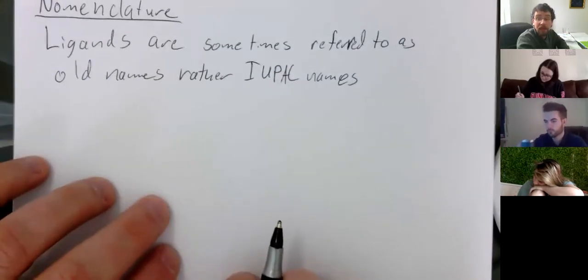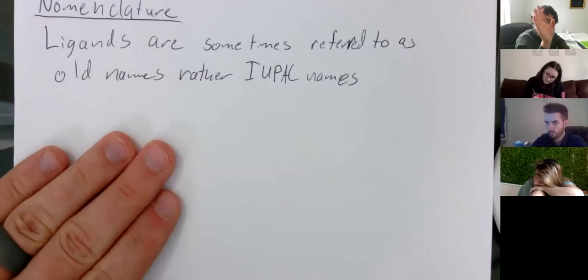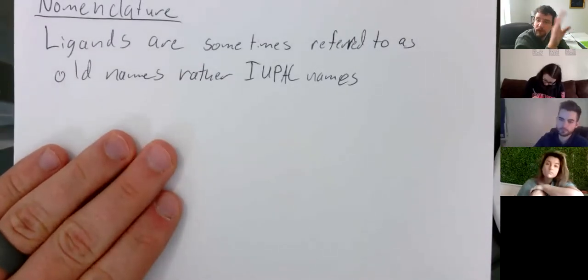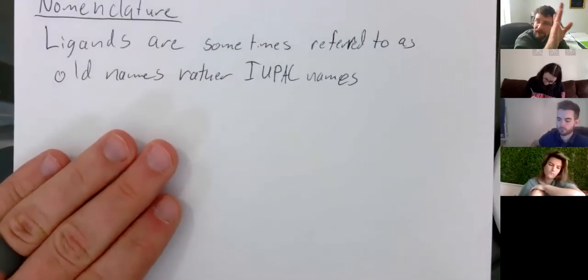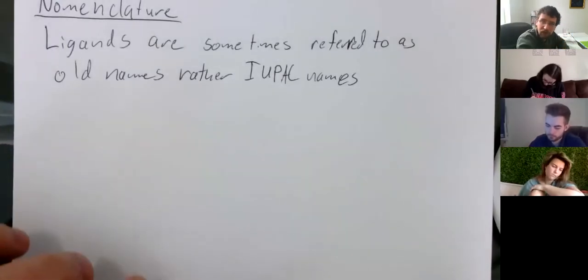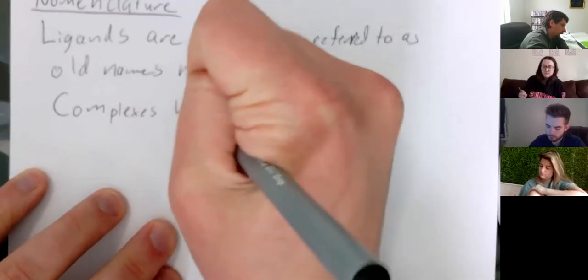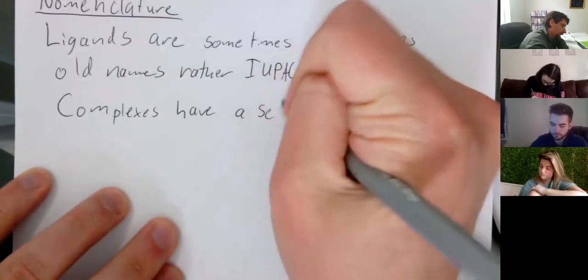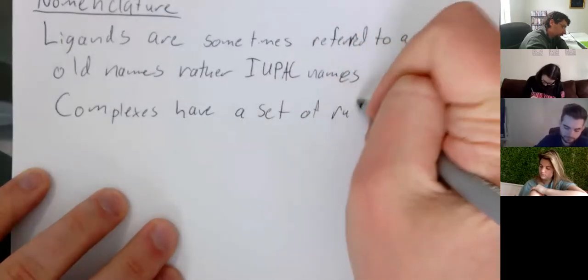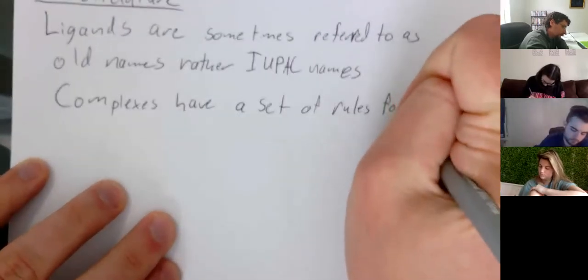Okay, and complexes have their own set of rules. This is different than what you learn in general chemistry or organic chemistry when it comes to nomenclature. So complexes have a set of rules for naming.